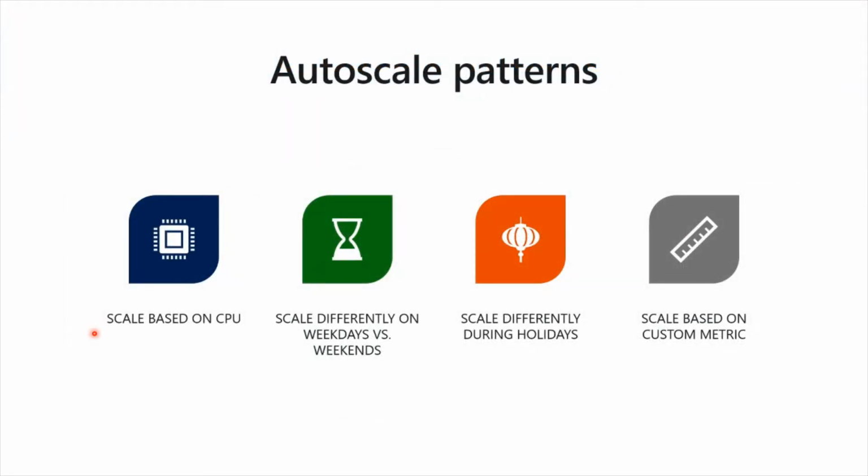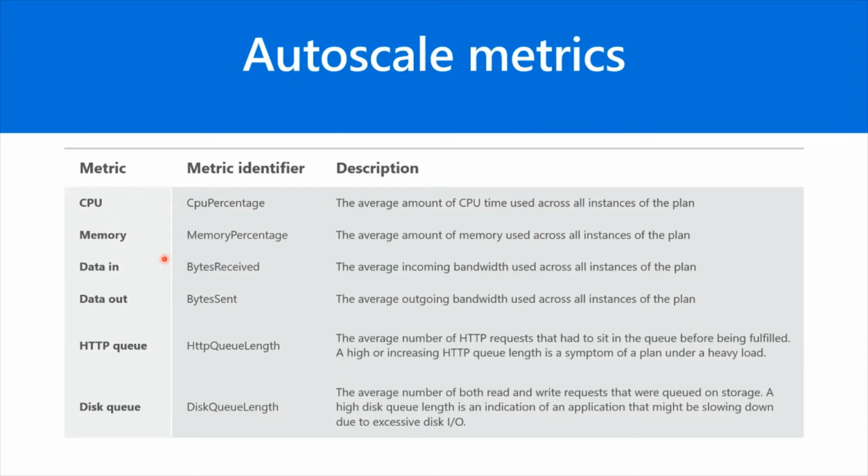Autoscale patterns. Azure Monitor Autoscale applies only to virtual machine scale sets, cloud services, app services, web apps, and API management services. The autoscale patterns are: scale based on CPU, scale differently on weekends versus weekdays, scale differently during holidays, and scale based on custom metrics. As the names suggest, it's clear.